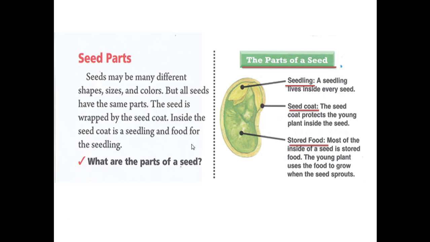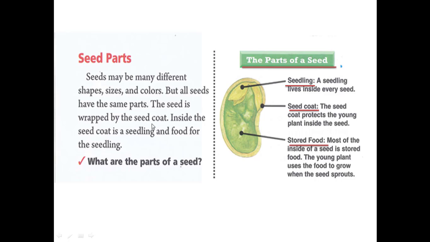Guys, look at here. And after that we studied what? We studied seed pods, okay? And we said seeds may be many different shapes, sizes and colors. I show it to you, but all seeds have the same parts. It means seeds are different in shape, size and colors, but all of them have these three parts, okay?